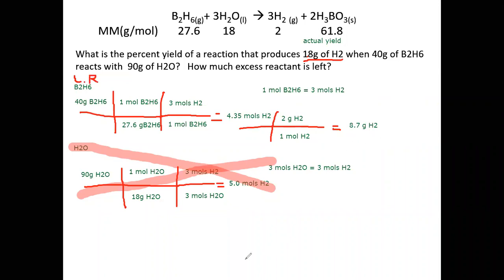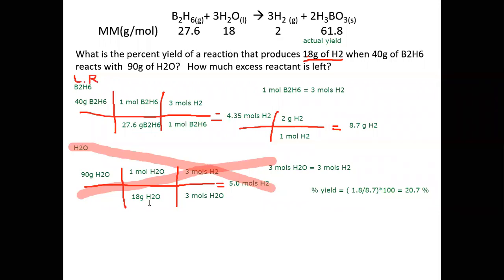So now to get the percent yield, it equals actual over theoretical times 100. .7%.